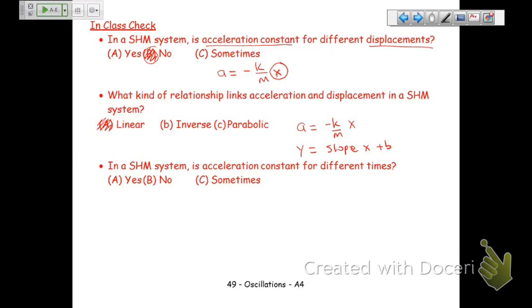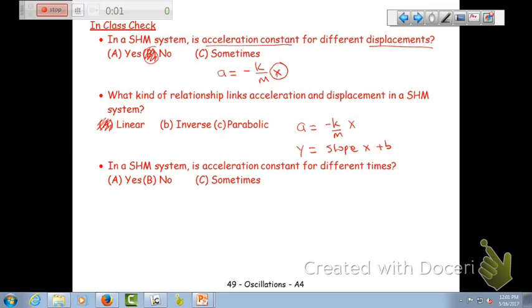In a simple harmonic system, is acceleration constant for different times? Now we need to think about this. That equation links displacement and acceleration. But visualize what's going on. Imagine a stopwatch. Imagine the time changing. So now answer me the question about time versus position. Time versus acceleration versus time. So it's not the equation, but it's what the equation implies. It involves visualization. You've got to, okay, I know what's going on. I can see things.